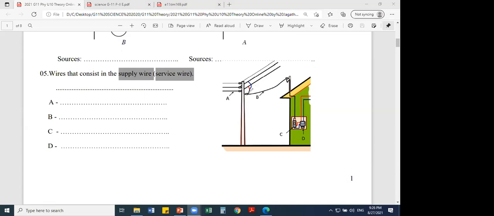Can you see here the blue and the red? Actually, mostly it's black and red or blue and red. Live and the neutral wire. This capital B will be the supply wire. This is the distribution cable. This capital A will be the distribution cable. This supply wire consists of 2 wires. That black cable connected from the electrical post to your house. The black cable consists of 2 wires. What are the 2 wires?